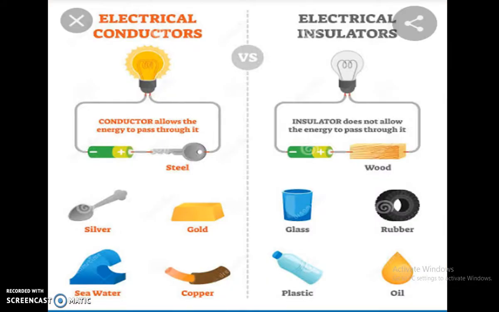As you can see on the screen, you have electric conductors. The examples are given. You have steel, silver, gold, copper, seawater. These are the electrical conductors. What about the electrical insulators? You have glass, you have plastic, you have rubber, wood, oil.